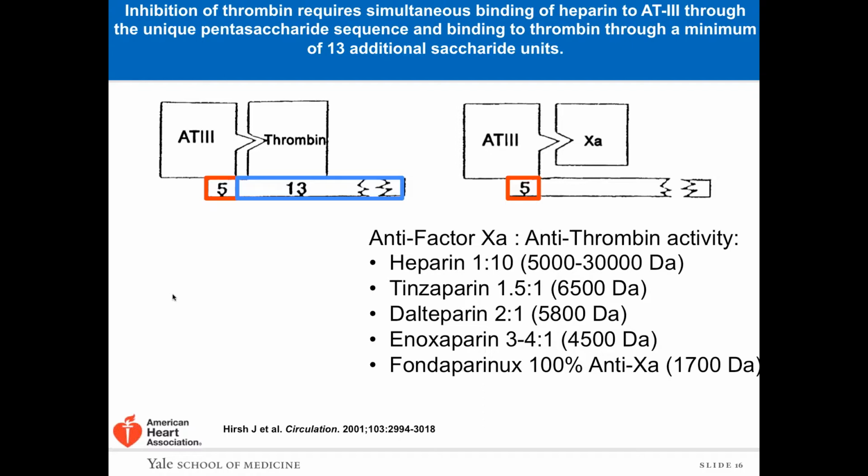For example, unfractionated heparin has a very high antithrombin activity and thus can be monitored using PTT, whereas fondaparinux, smallest of the heparins, cannot bind to thrombin at all and thus cannot be measured using PTT.